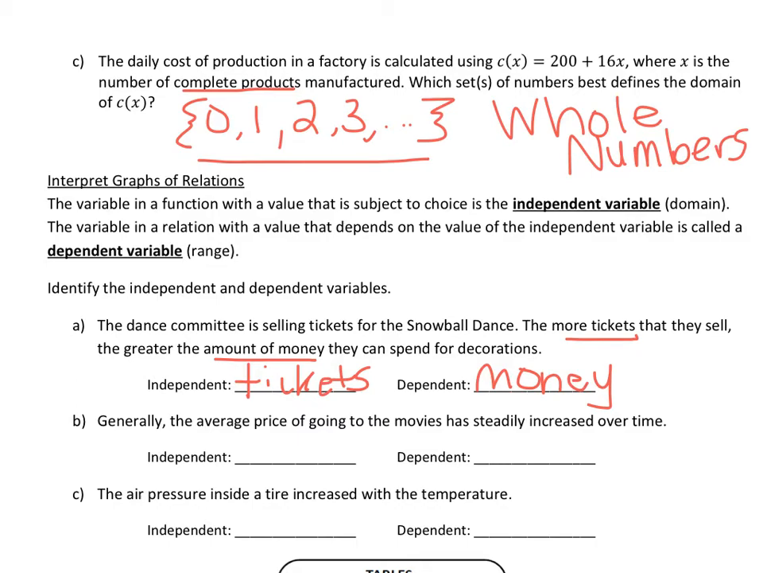Letter B. Generally, the average price of going to the movies has steadily increased over time. So you're talking about price of movies and time. Which one depends on the other? Does time depend on the price of the movie, or does the price of the movie depend on time? The price definitely depends on time. So time is the independent variable, and the dependent variable is the price of the movies. Go ahead and try letter C.